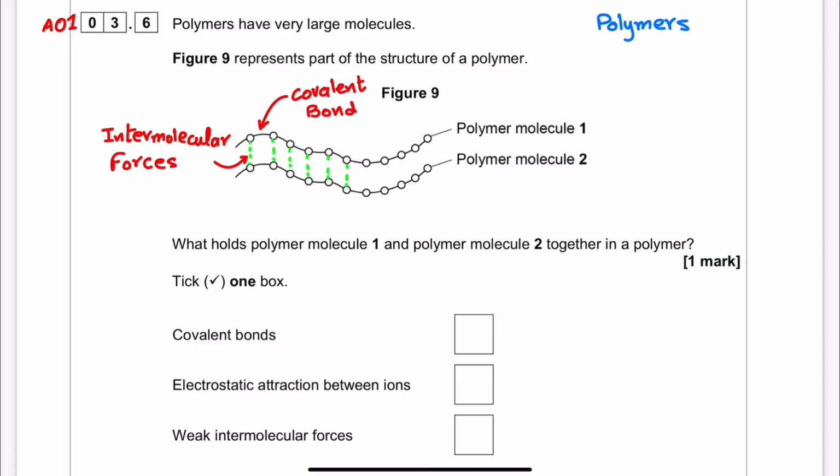What holds polymer molecule 1 and polymer molecule 2 together in a polymer? We know that there is no strong force of attraction present between the layers or the polymer molecules. Weak intermolecular forces are present between them, which hold them together in the form of a polymer structure. So the correct answer is weak intermolecular forces between the polymer molecules.